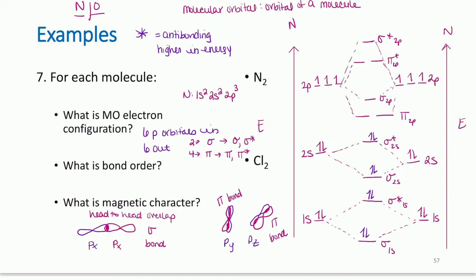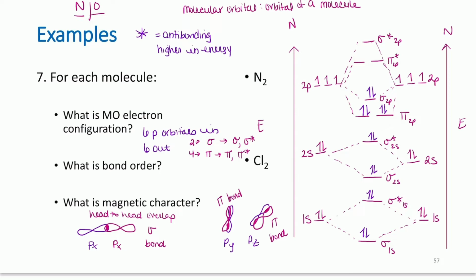6 electrons go in, so 1, 2, 3, 4. Truthfully, I could fill them that way so I knew it was going to happen, but you should do them individually first. 1, 2, 3, 4, 5, and 6. This is the molecular orbital diagram for N2.